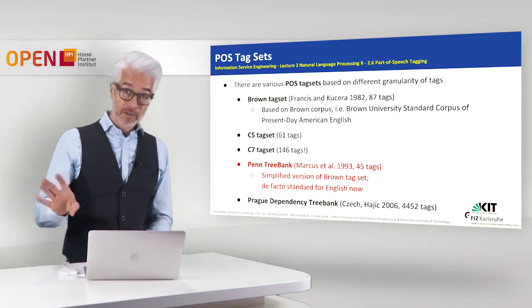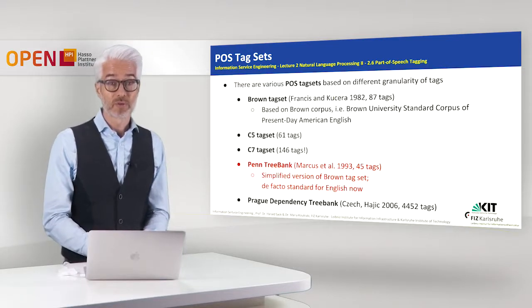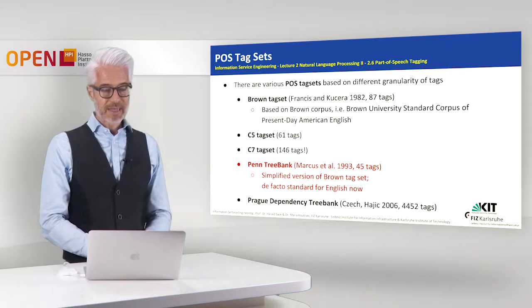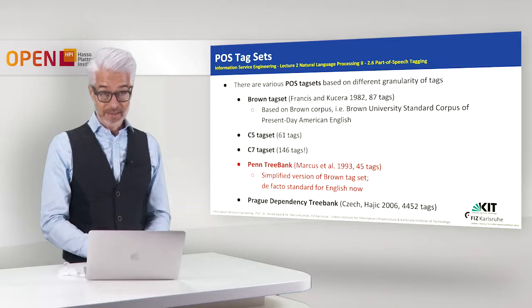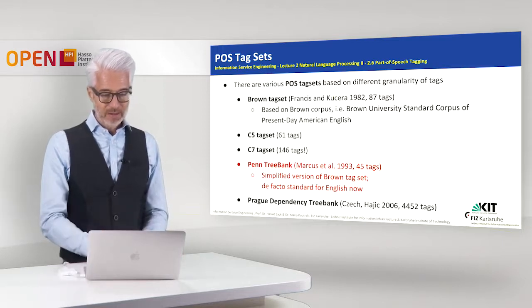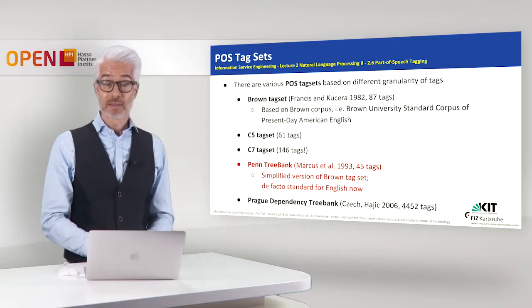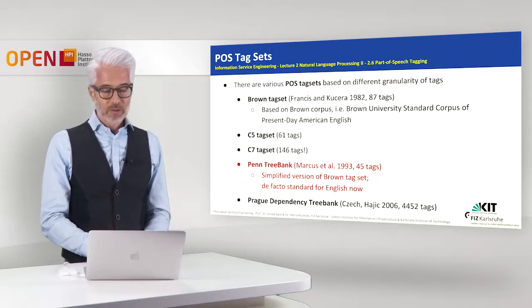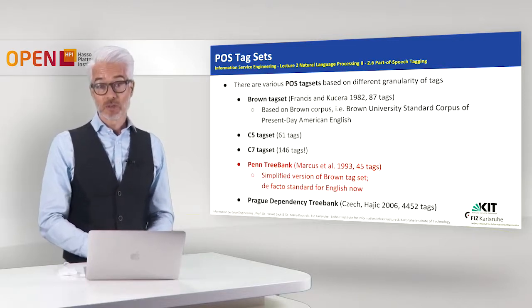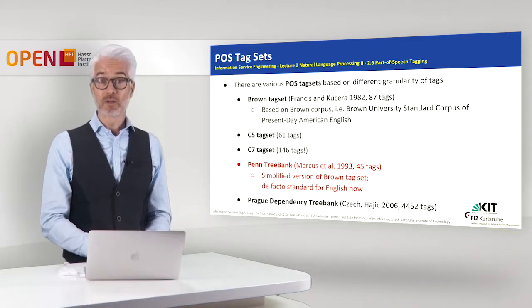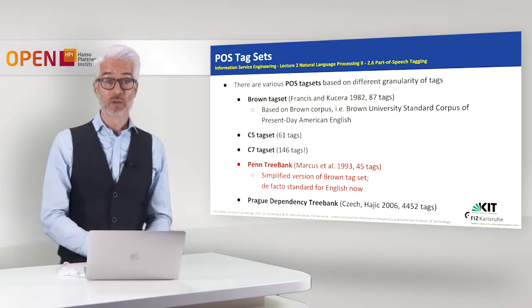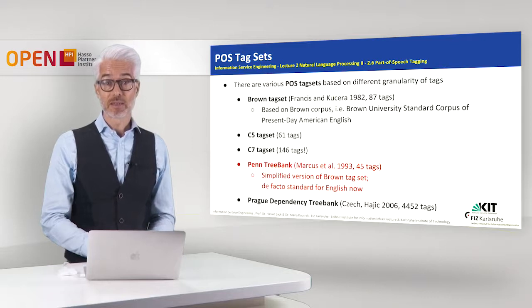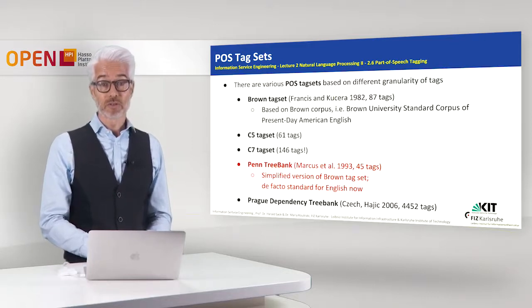Okay, so these were the words and some of the properties of the words. Let's have a look at specific existing tag sets. So we have seen already some POS tags that exist, but we see here that there exist different tag sets with even more POS tags than we have experienced so far. The most prominent one probably is the Brown tag set, which has been devised in 1982, and this comprises 87 tags, and it's based on the so-called Brown corpus. That's the rather prominent corpus of present-day American English, which was issued by the Brown University.